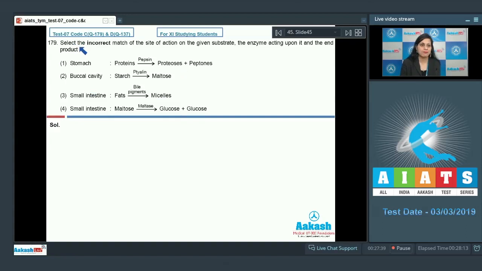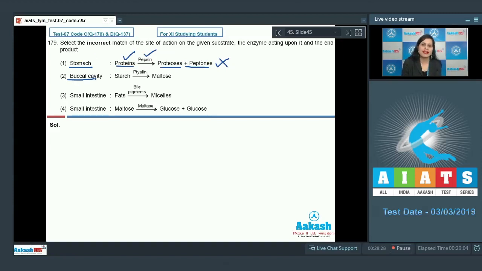Question number 179. Select the incorrect match of the site of action, the substrate, the enzyme acting upon it, and the end product. And the very first option is stomach. Proteins in presence of pepsin break down to proteases and peptones. And as it is a correct match, this cannot be the correct answer to our question, because pepsinogen in its active form, that is pepsin, digests proteins into proteases and peptones in stomach.